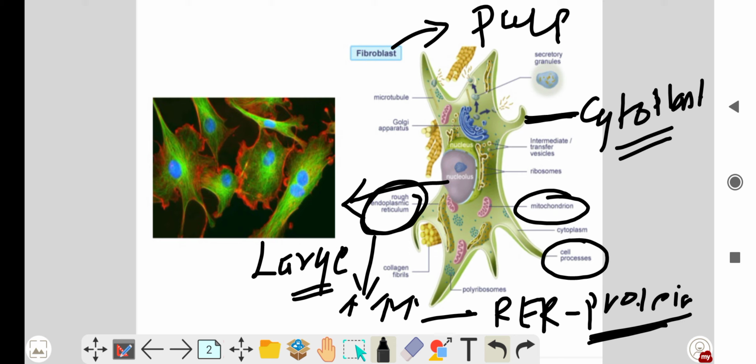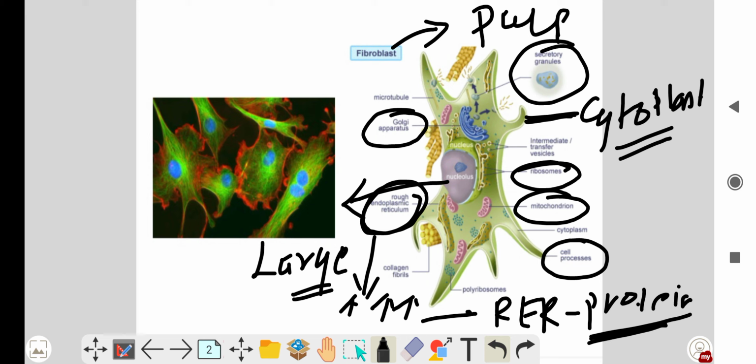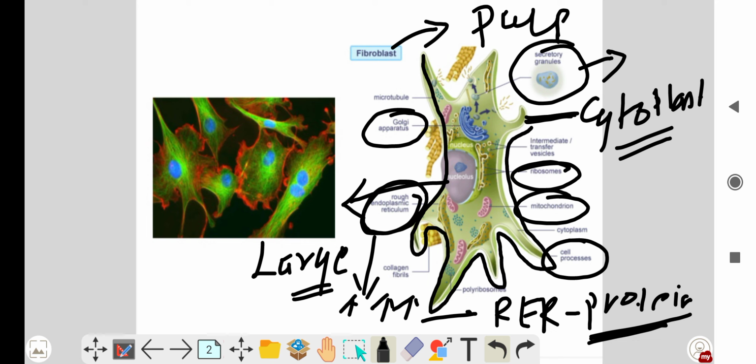And you can see numerous secretory granules and numerous Golgi apparatus. Golgi apparatus is responsible for the sorting of the protein. Ribosome is responsible for the formation of the protein. These are the secretory granules through which the fibroblast secretes the protein into the connective tissue or extracellular matrix. So this is the structure of fibroblast that has extensive cell processes or cytoplasmic processes, by which it attaches to other cells.